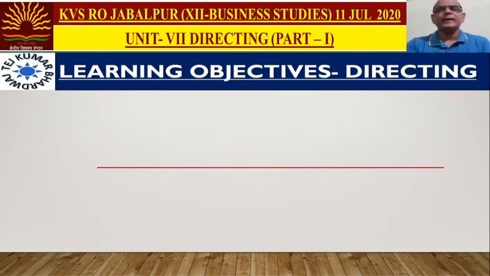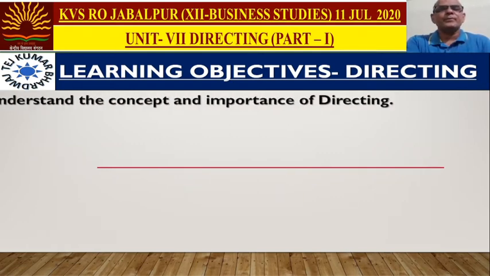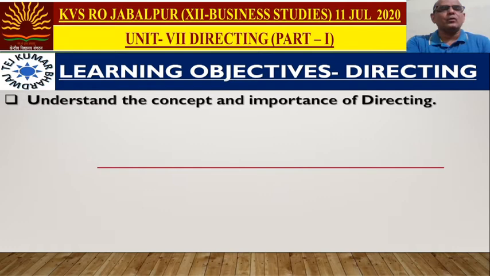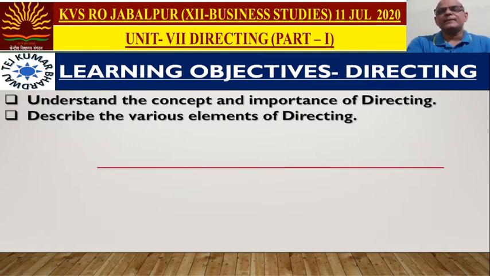So in this unit, this is the updated learning outcome. First of all, we will understand the concept and importance of directing. Then we will describe the various elements of directing. This is the basic theme: what directing is, what its concept and elements are, and how it is an important part of the managerial process.